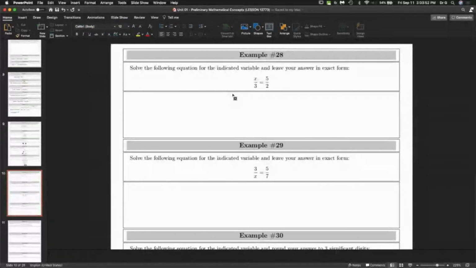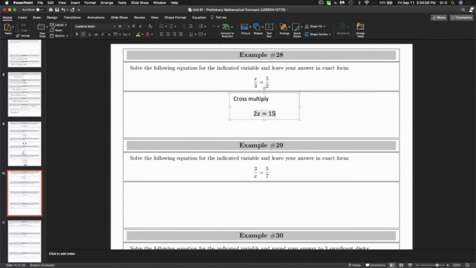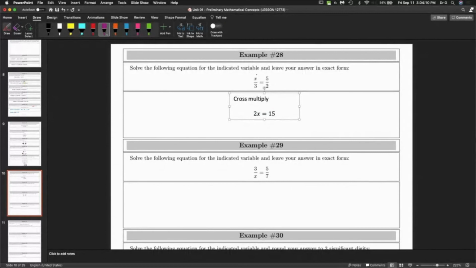I don't know the answer off the top of my head, but I think that's good. First step here, cross multiply. So what I'm doing here is I'm multiplying... I think Aiden's back. Okay. So what I'm doing is the x and the 2 and the 3 and the 5.